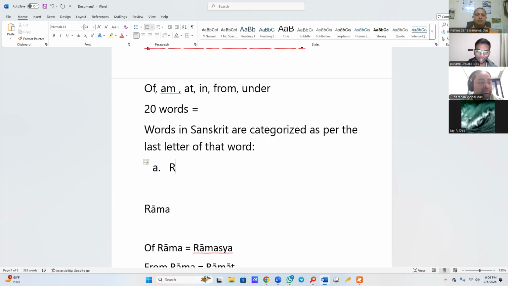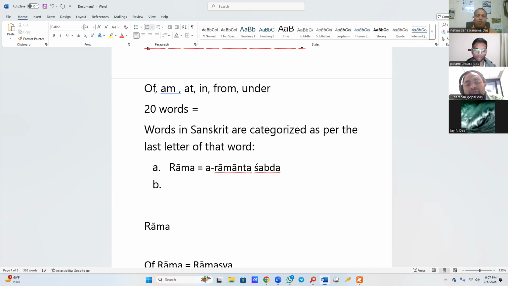For example, if I have a word like Rama, okay. Now Rama ends with a, so this becomes an Akaranta Shabda. In normal grammar, in Panini, they will call it Akaranta Shabda. Instead of Rama, they say Akaranta Shabda. Akaranta Shabda means a word at whose end, anta, there is an a, right?